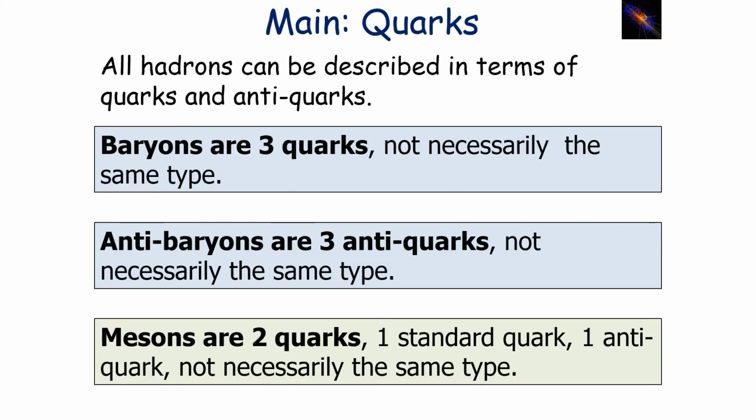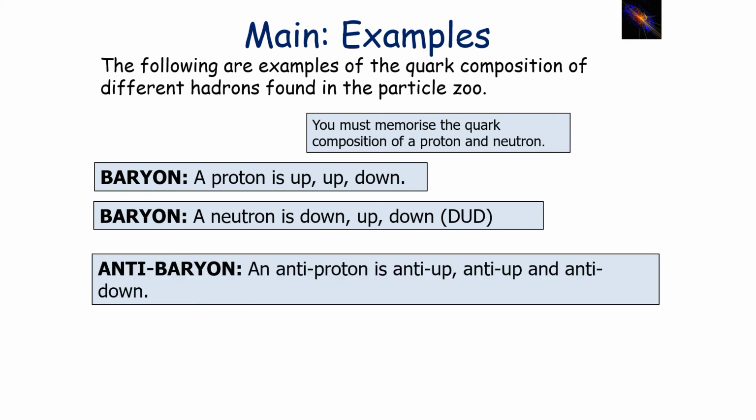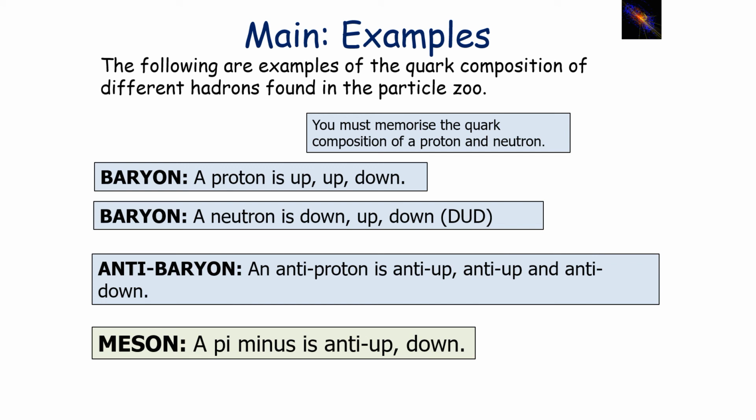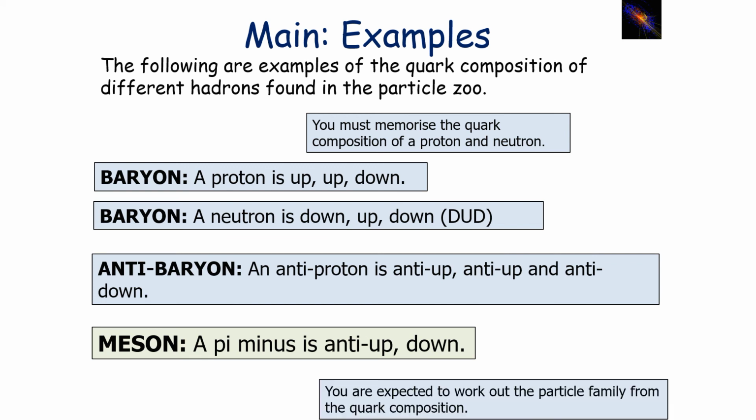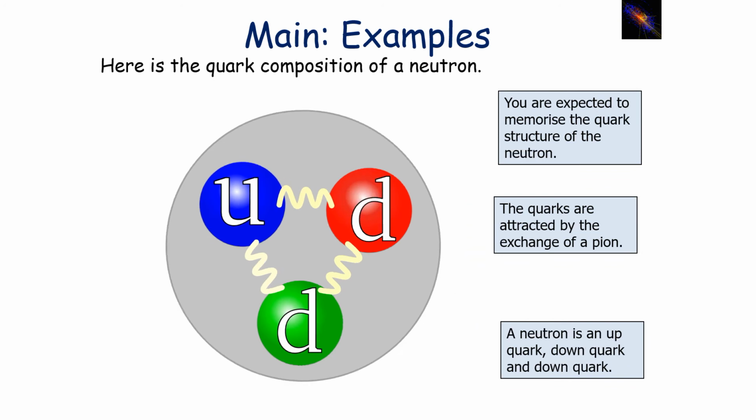So we've got our baryons of 3 quarks, our antibaryons of 3 antiquarks, and our mesons are 1 quark, 1 antiquark. So our baryon is a proton, which is up, up, down. Another baryon is a neutron, which is down, up, down. The antibaryons could be 3 antiquarks, and a meson could be 1 quark, 1 antiquark. And you can work out the particle family from the quark composition. So here's our proton. Here's our neutron.